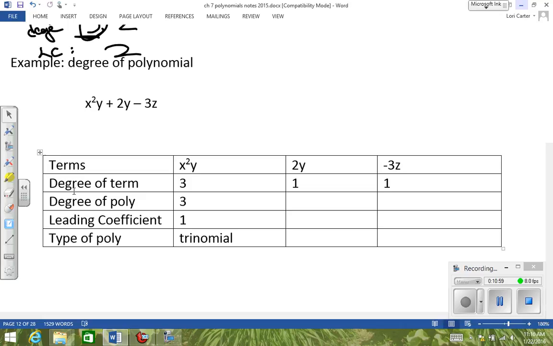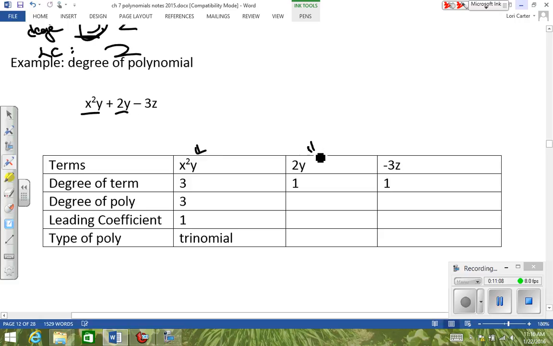What's the first term? x squared y. I put him in my first box. Next term, 2y. He goes in the second box. Negative 3z. He's my third box. I usually put more boxes than you need, so don't think you have to fill them all in. Like on the last one where it was 6xy, that counts as one term, because it's not separated by addition.